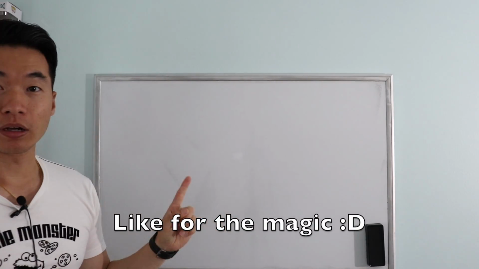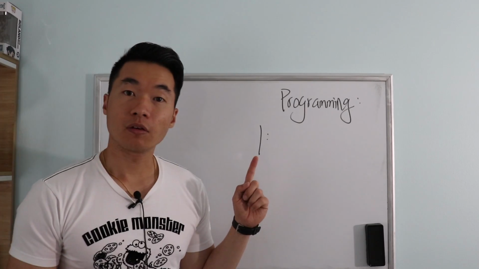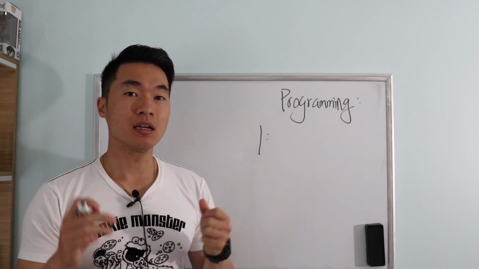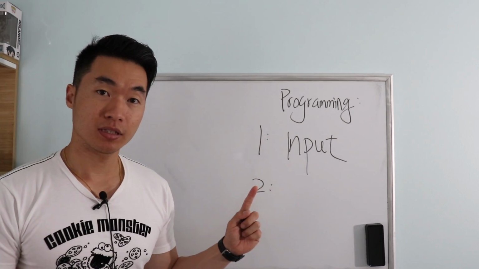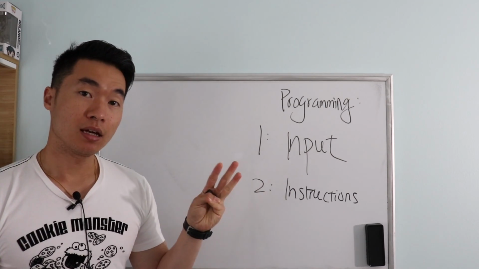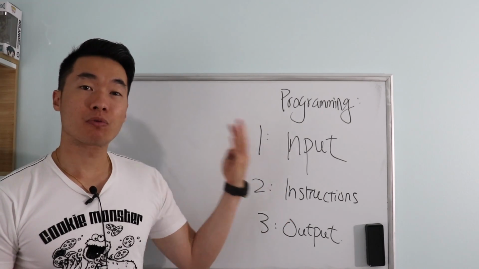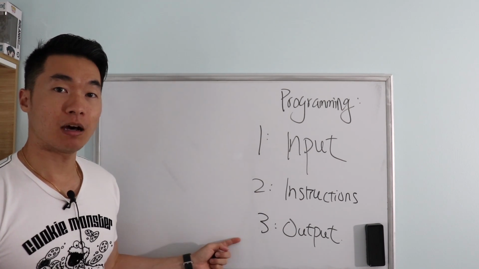So we have a whiteboard here and we will be using this whiteboard to explain the ideas of programming. Okay, the first thing here is programming. Like I mentioned earlier, let's keep this in mind. Programming has three components. One, you have your input. Two, you have your set of instructions. And three, you have your output. At a high level, here's what programming is about: input, instructions, and output.